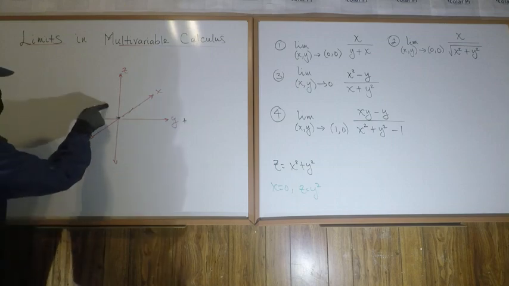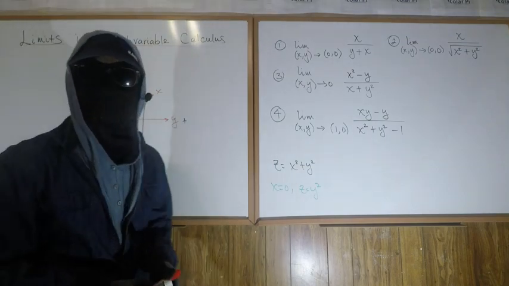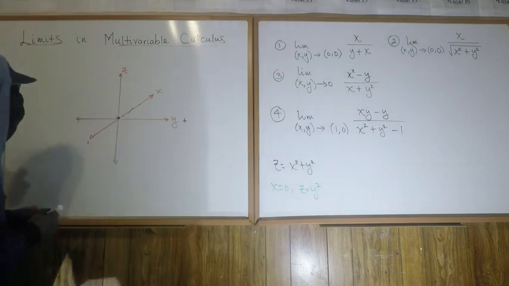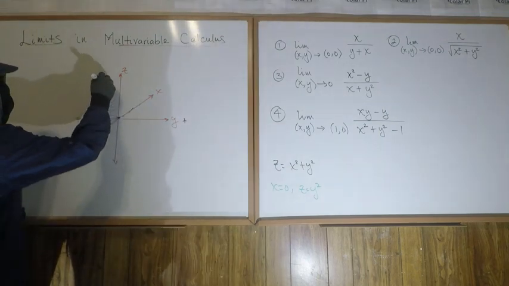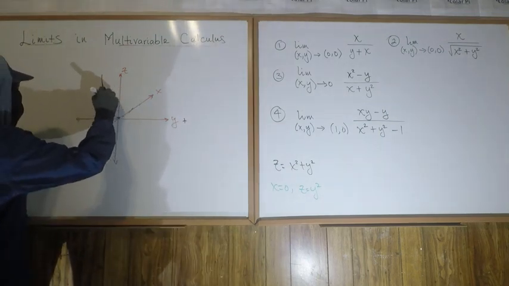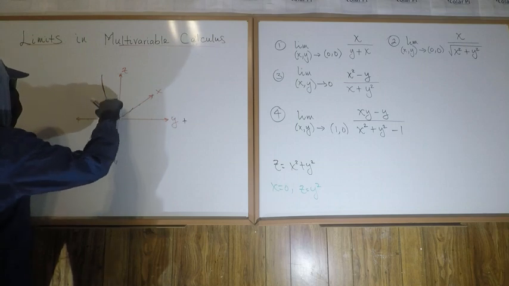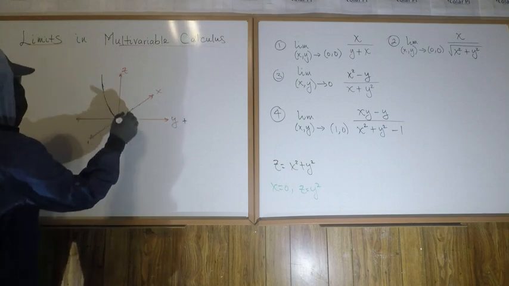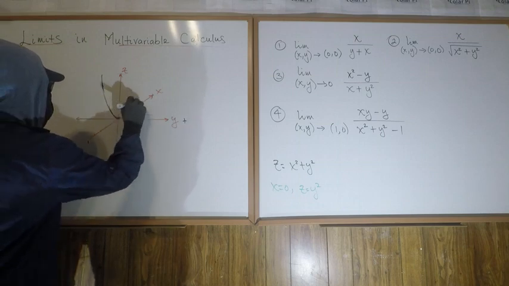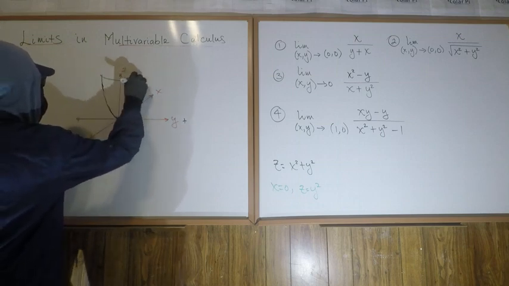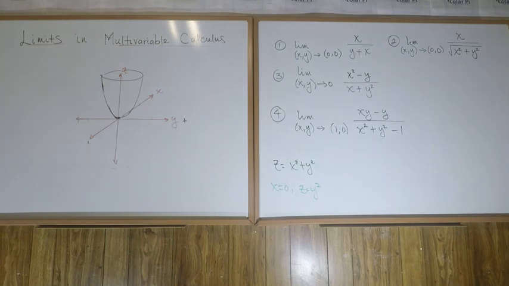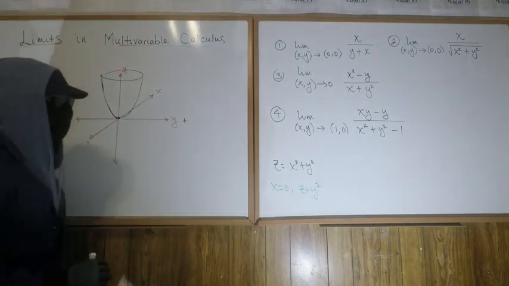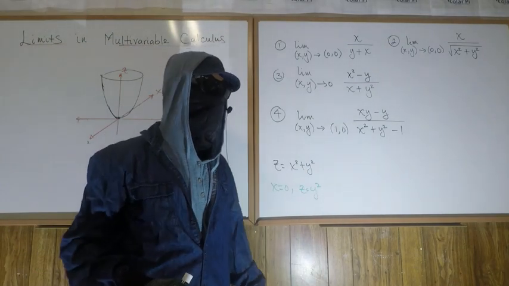Those two cross sections we looked at were parabolic cross sections, right? And so our solid, well, the surface rather, it's not quite a solid, it's a surface. The surface of a solid would have been a paraboloid that would have looked like this, right? That's what it would look like. This here is z equals x squared plus y squared.